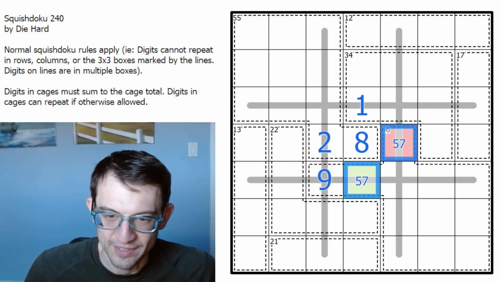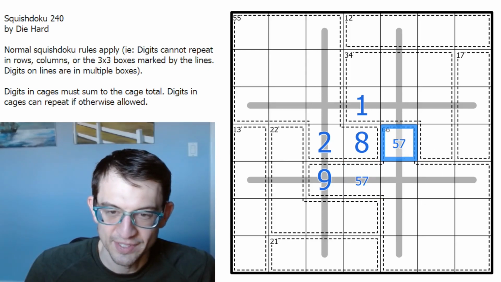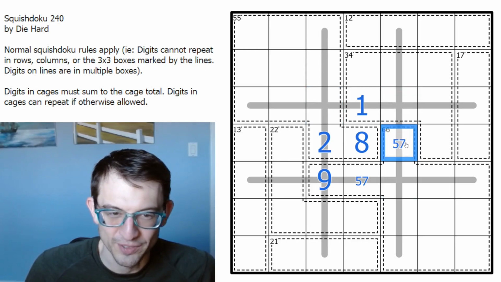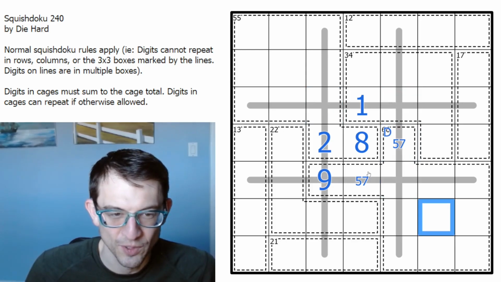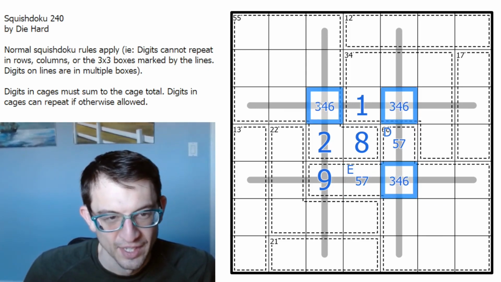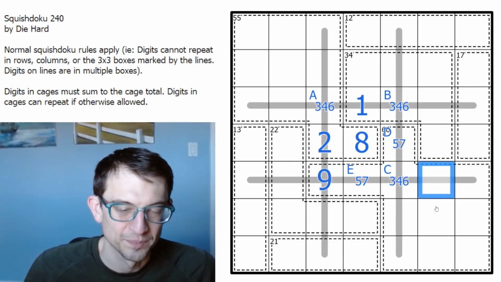Yeah, I'm going to use lettering instead. I want these to be A, B, C because I think these are going to be more important. So I'm going to call this one D in the corner and this one E in the corner. And then these are from 3, 4, and 6. I'm going to call this one A, this one B, and this one C.